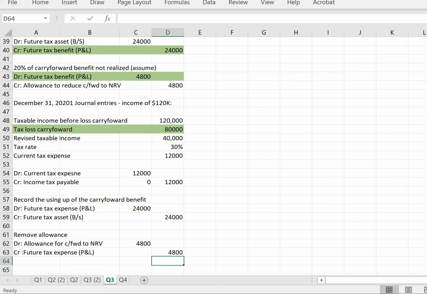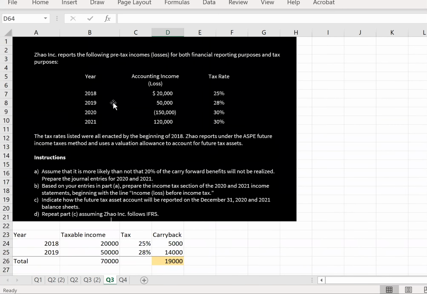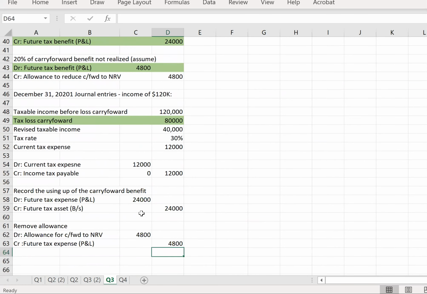So now we've gotten all the way through December 30. We've recognized the loss and the carry back and the carry forward of those losses in 2020. And now we've recognized what's going to happen in 2021 when we do achieve taxable income, how we're going to recognize the using up of the carry forward benefits. So we did A. B says, based on your entries in Part A, prepare the income tax section of the 2020 and 2021 income statements, beginning with the line income or loss before income tax.